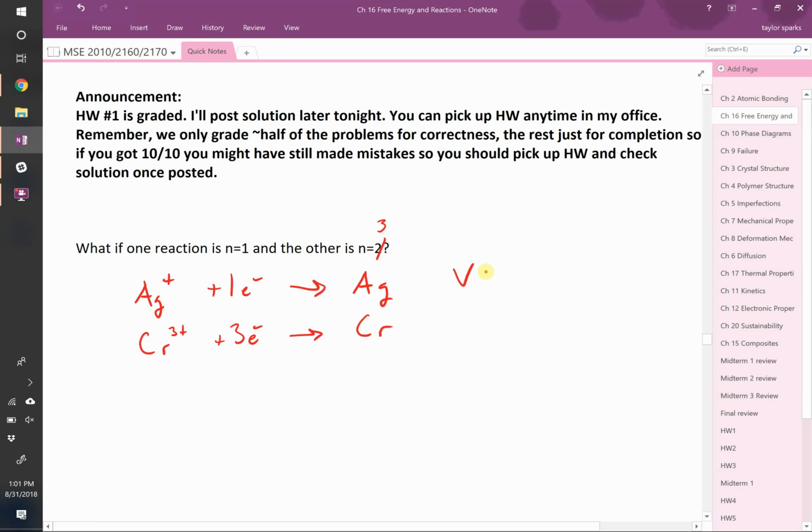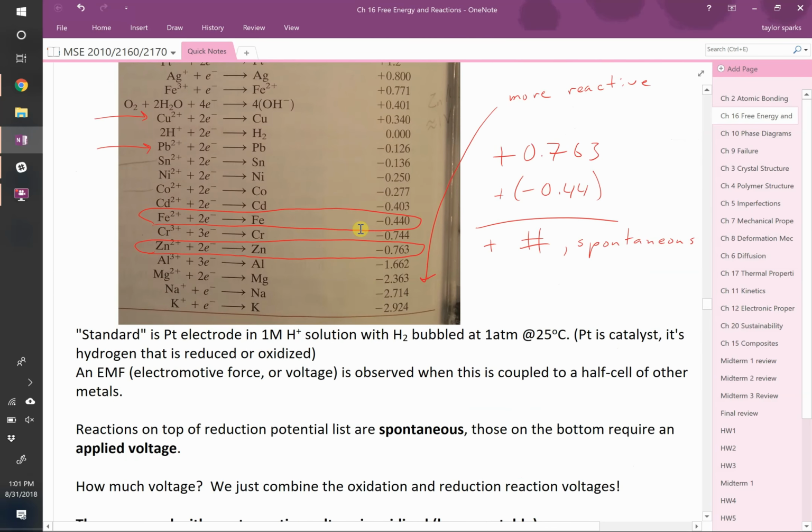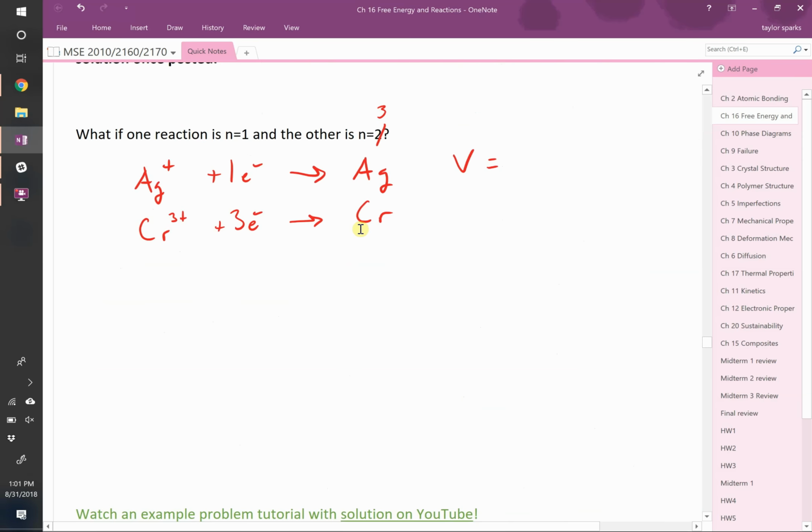This has a voltage associated with it. Silver is 0.8 and chromium is negative 0.744. So right off the bat, we could ask which one is going to get flipped. Tell your neighbor which one gets flipped and why do you know that?